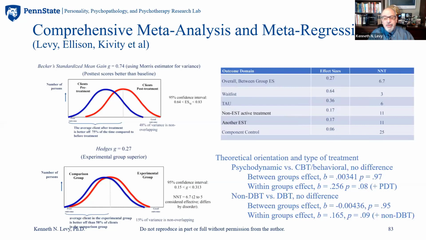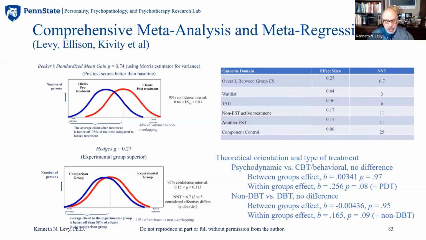We then looked at theoretical orientation as a predictor, and similar to the other study I reported, we didn't find any differences between psychodynamic and cognitive behavioral therapies, nor differences between DBT and non-DBT therapies. So I think the findings across these meta-analyses differ in terms of the number of studies and the number of patients. Our study had 73 different studies, so it was the broadest in terms of studies. We looked at all different methodologies, not just randomized controlled trials.